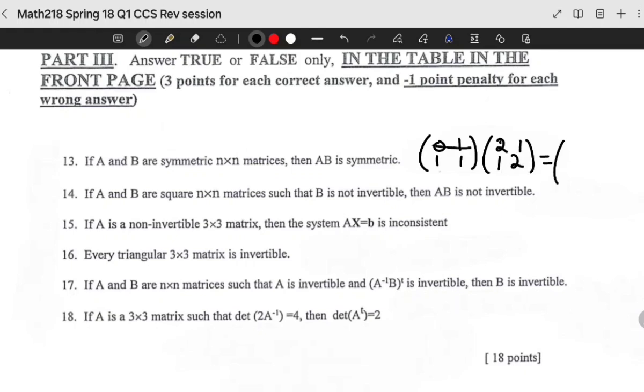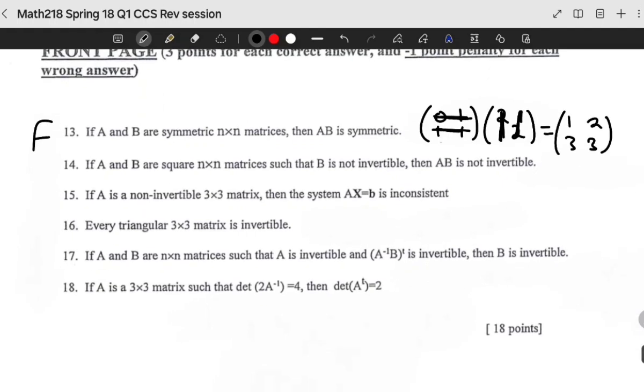Okay, so dot the first row with the first column, we get 1. The first row with the second column, we get 2. The second row with the first column, we get 3. The second row with the second column, we get 3. So this is not symmetric, even though these two matrices we started with are symmetric. So this is false. We proved this by finding a counterexample.